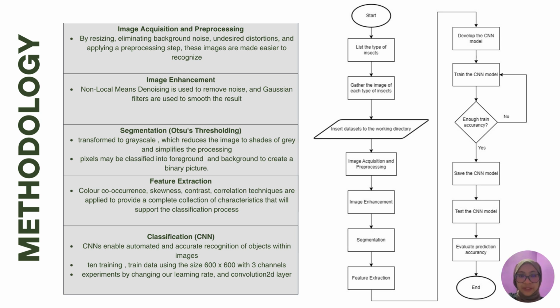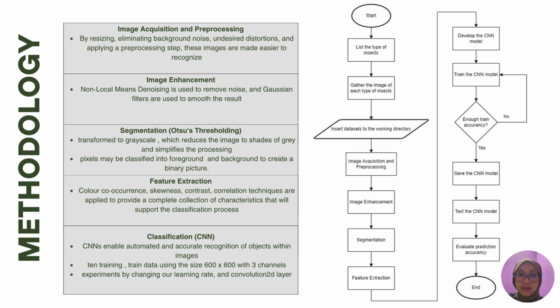Next, images are segmented to isolate the insect from the background, which helps in focusing on the features of the insect. The improved image is then transformed to grayscale, which reduces the image to shades of gray and simplifies the processing. Also, the thresholding technique is used to minimize the intra-class variation and find the ideal threshold value that divides the pixels into two groups. Using this technique, pixels may be classified into foreground and background to create a binary picture. These features are essential for training the CNN model.